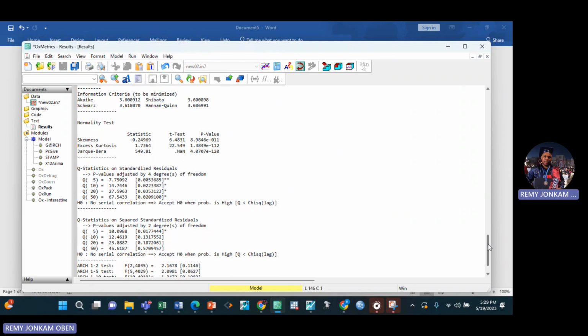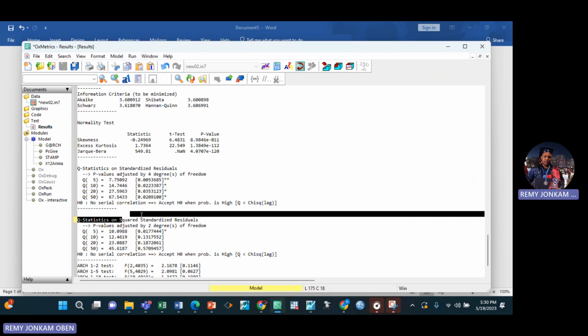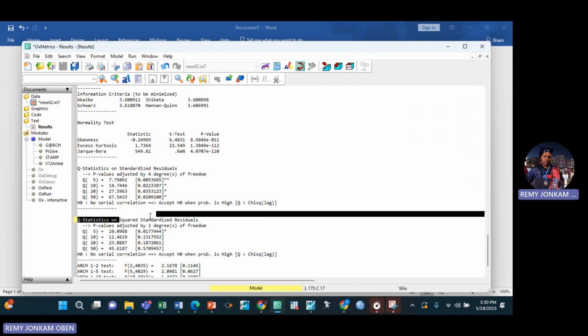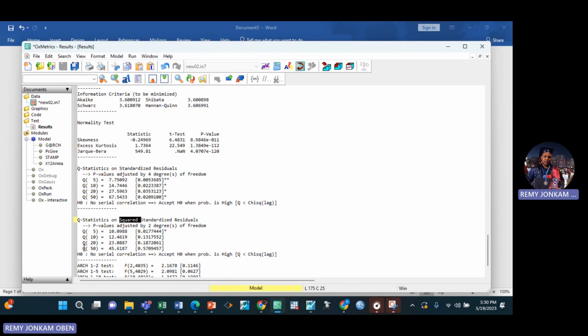let's see. So of course, you see it is negatively skewed and it is significant. You can check it, but we are interested in the squared standardized residuals. You know, just the standardized residuals are not telling us about the volatility series. So we are interested in the squared standardized residuals. Since we have a high number of observations, we would directly check for 50 lags. You discover that the probability value is greater than 5%, which means we cannot reject the null hypothesis. Therefore, there is no serial correlation in the volatility series. So it has solved that problem for us.